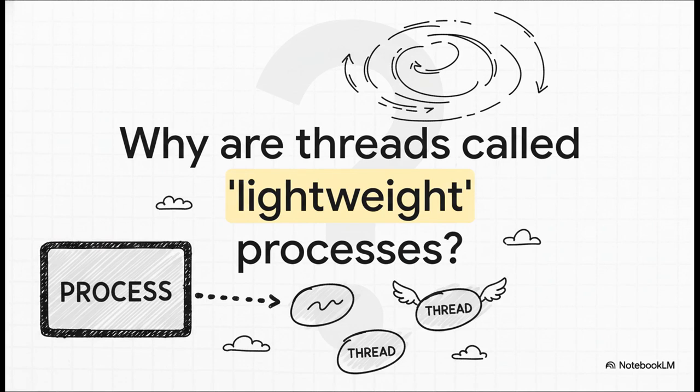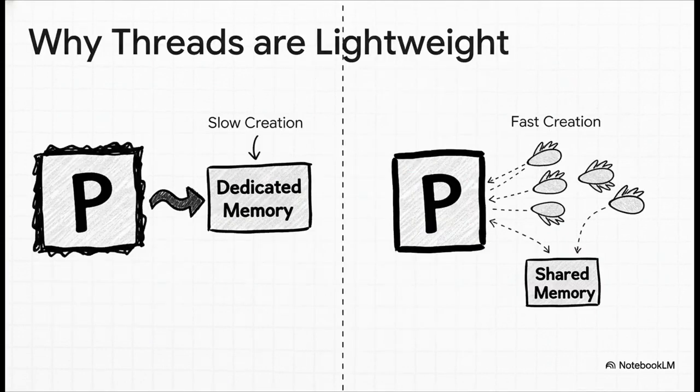So that comparison leads us right to a term you'll hear thrown around all the time. People always call threads lightweight processes. But what does that actually mean in practice? You guessed it, it all comes back to that shared memory. See, creating a brand new process means the operating system has to go find and set up a whole new isolated chunk of memory. That's a really slow and expensive operation. Threads, they just skip all that. They reuse the memory that the process already has, which makes creating them, switching between them, and getting rid of them insanely fast. That's the lightweight advantage.